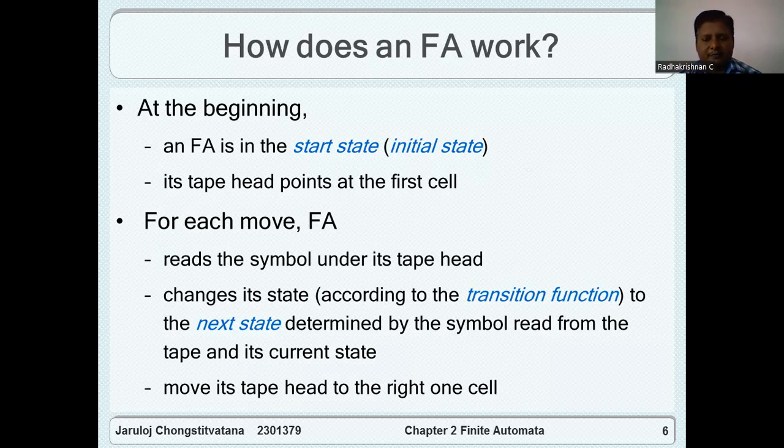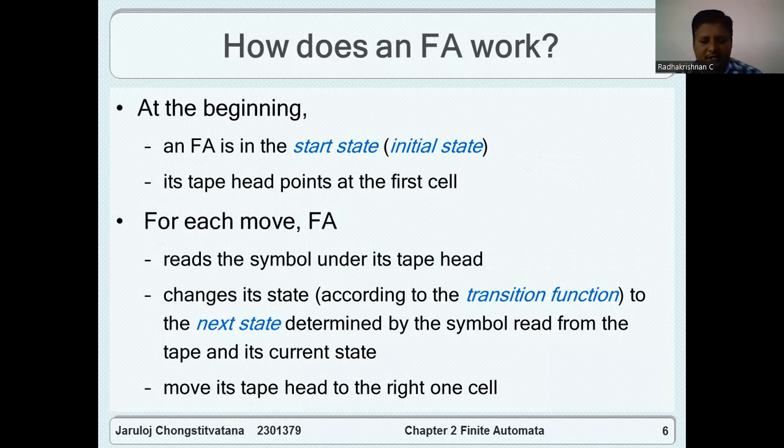This is the corresponding diagrammatic representation. According to the transition diagram, based on the input, the state changes to the next state, determined by the symbol read from the tape and its current state. So the input is read based on two parameters. The transition representation is presented in terms of the current state of the automata and the input that is read. Based on these two values, we automatically identify the next state.